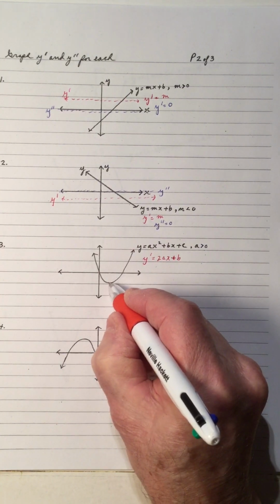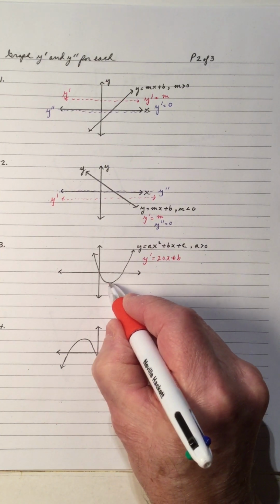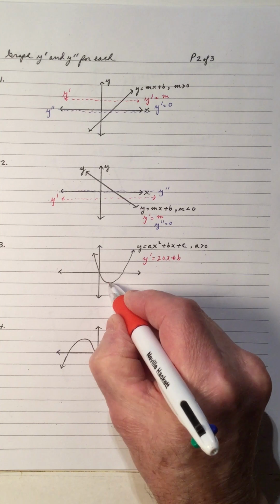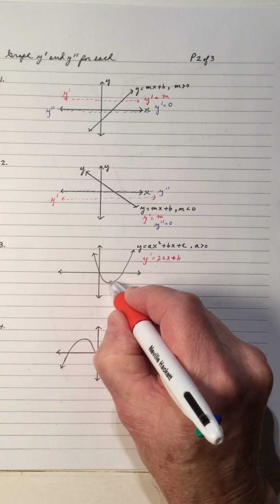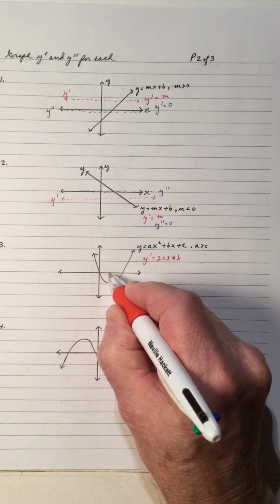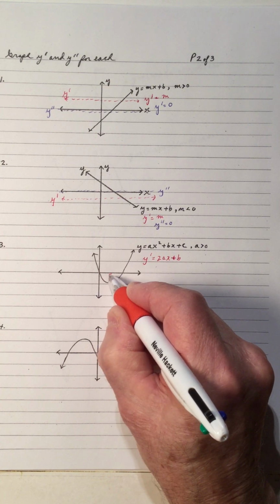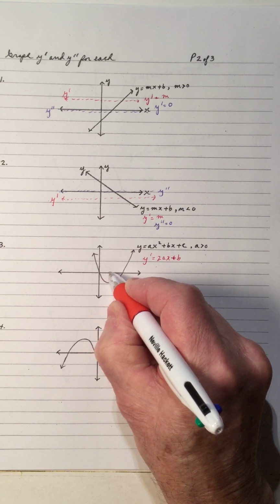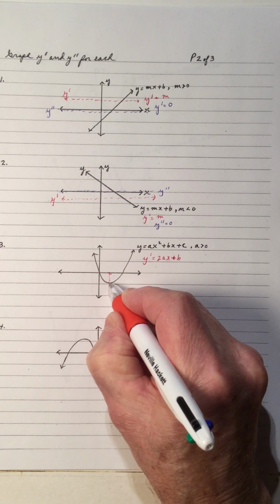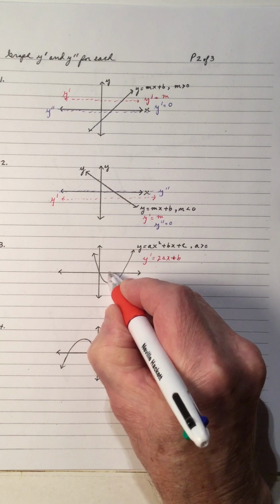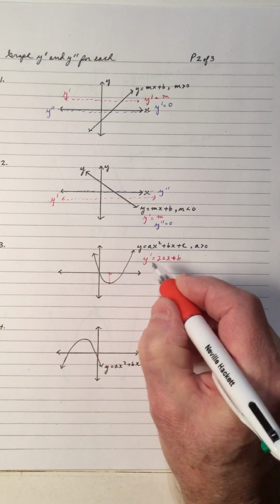And the vertex is right here. So whatever the value of this vertex is, we drop a perpendicular to the x-axis. And on this vertical line, all x values are the same. So whatever x is here at the vertex, that's what this value is right here.